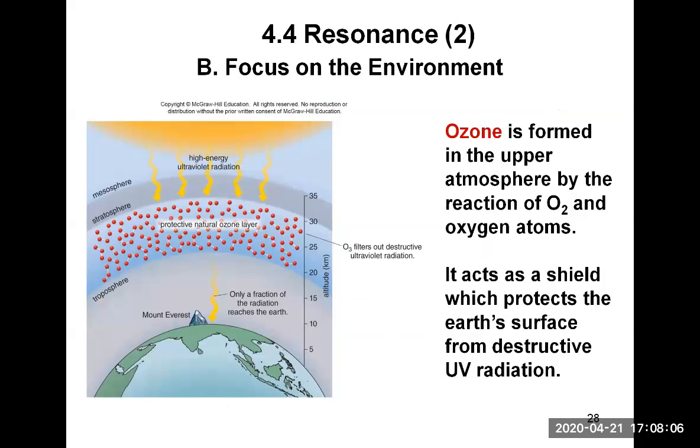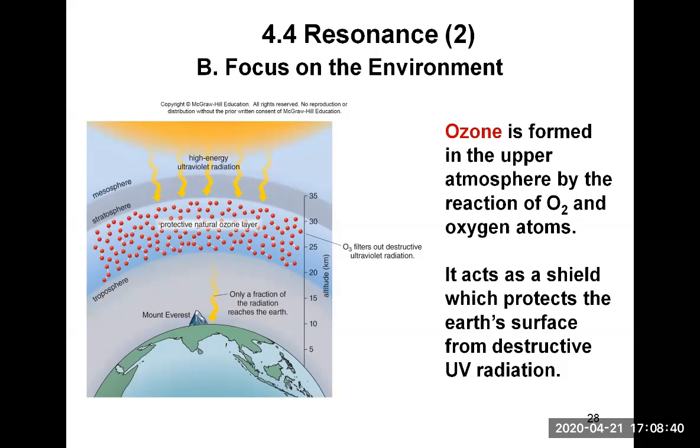So we will do a Lewis structure with resonance structures for ozone. Let's talk about ozone first. So ozone is formed in the upper atmosphere by the reaction of oxygen and oxygen atoms. Oxygen is a diatomic molecule made of two oxygens, and sometimes it reacts with oxygen atoms and makes O3. Ozone is O3.